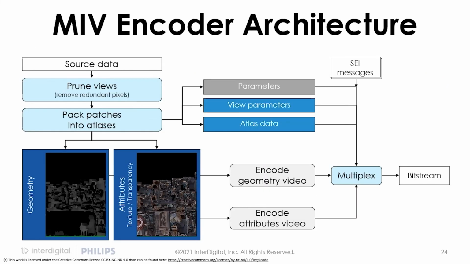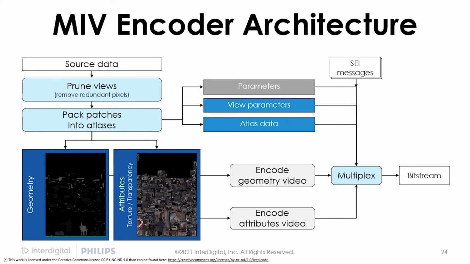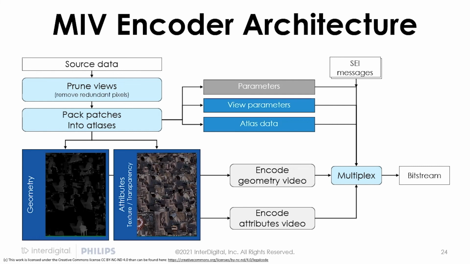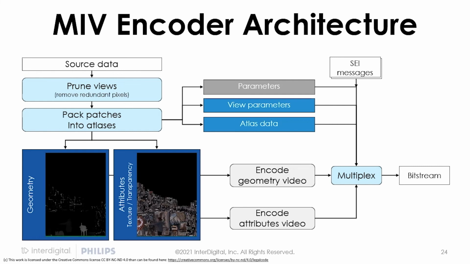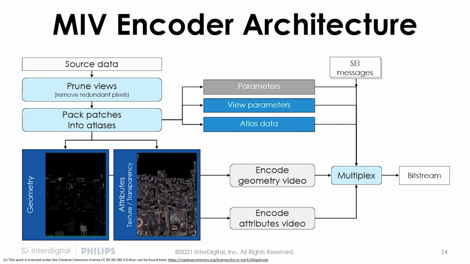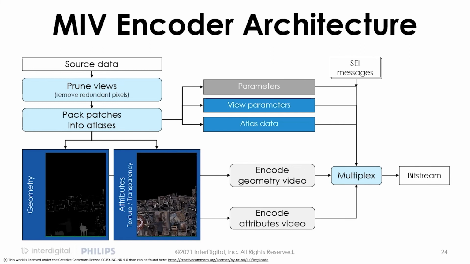This is a diagram of the MIV encoder architecture. From the source data, views are pruned, meaning that redundant pixels are identified and removed. From the remaining pixels, patches are formed, and these are packed into video atlases. On the bottom left, an example of the geometry and attribute video data is shown. This video data is encoded with a regular 2D video codec, for instance HEVC or VVC. View parameters and atlas data are encoded in a separate sub-bitstream, and finally all sub-bitstreams are multiplexed.